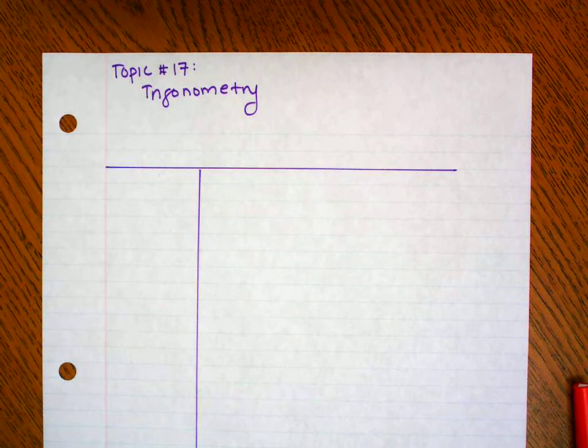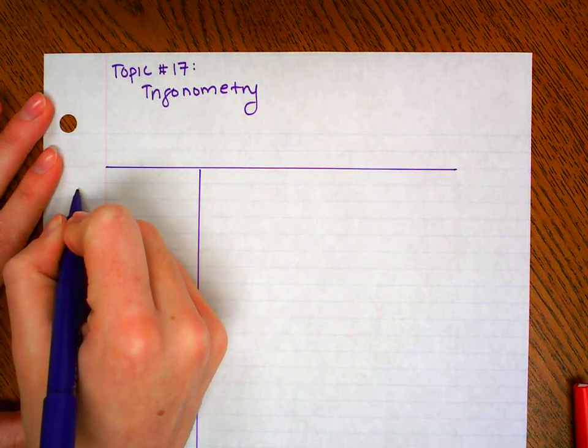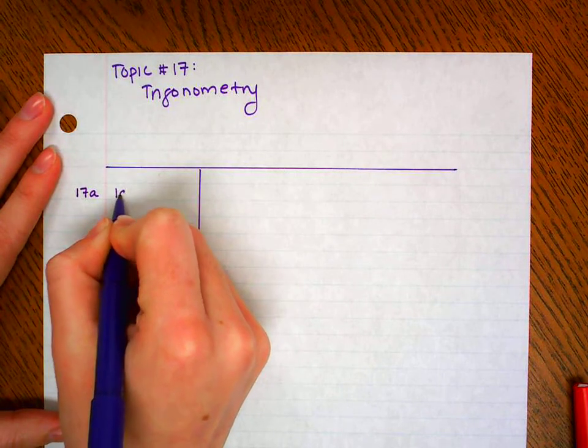Okay guys, now that you've finished the front side of the topic 17D through F worksheet, I am going to have you take some notes really fast to recap what we've done so far and get you set up for the rest of the worksheet. So let's start with recapping. Topic 17A was about labeling your sides.